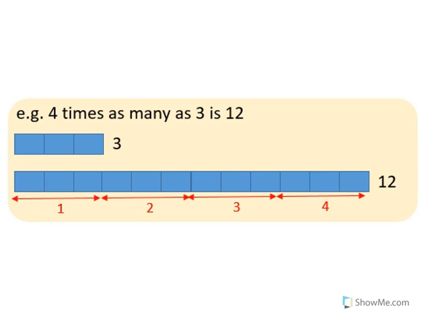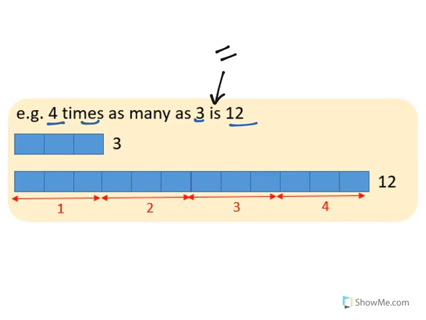So here we have 4 times as many as 3 is 12. One thing you need to know is that whenever you see that word is, that is an equal sign. So what this is really saying is 4 times 3 equals 12.